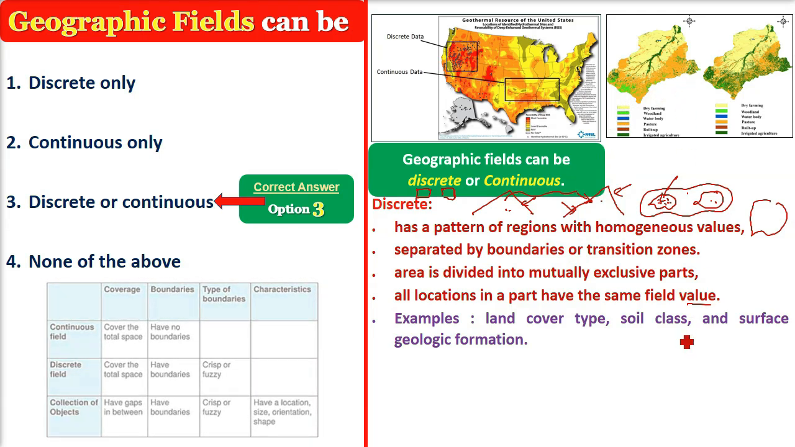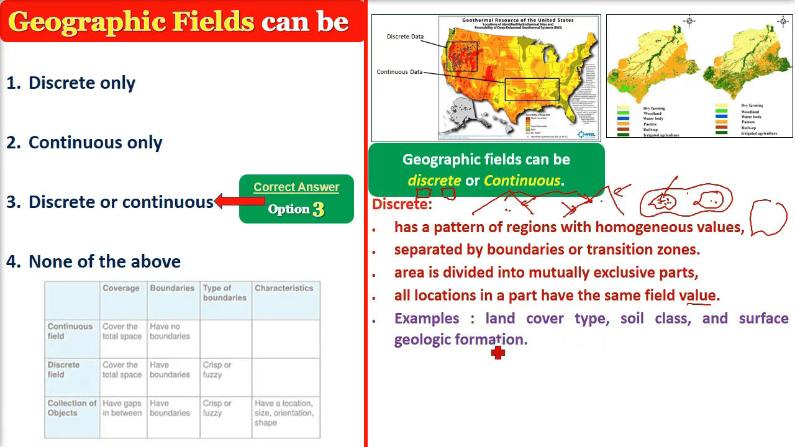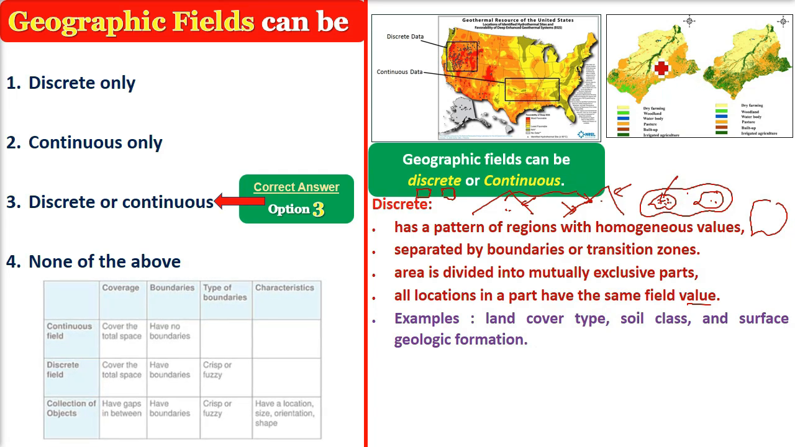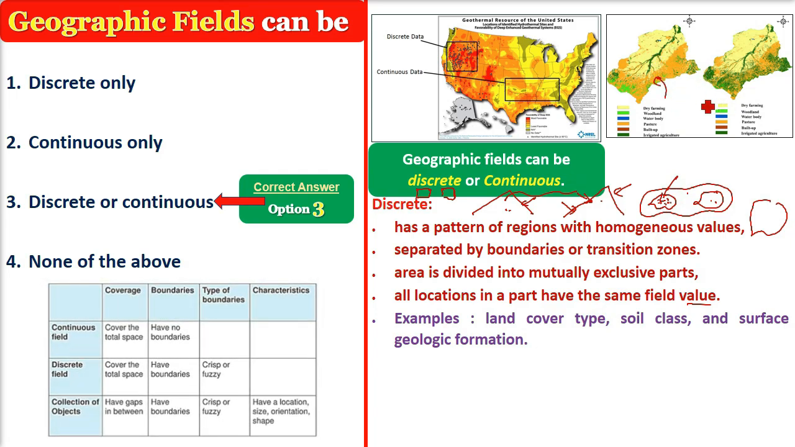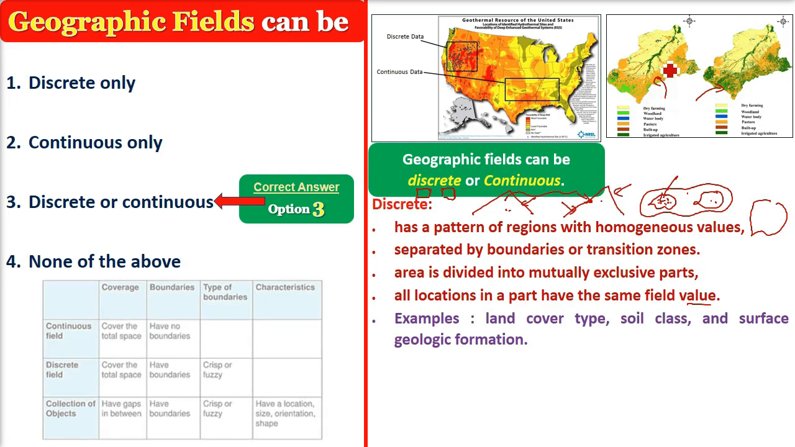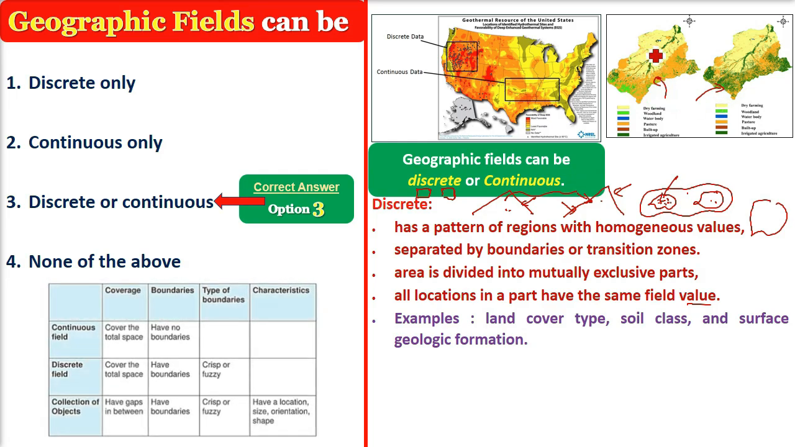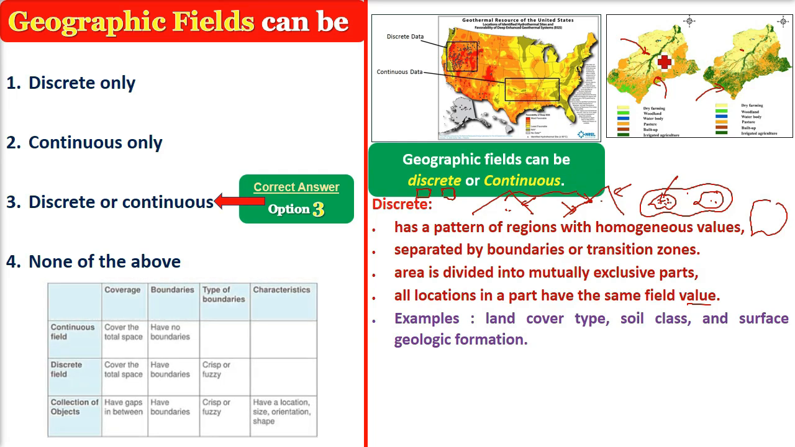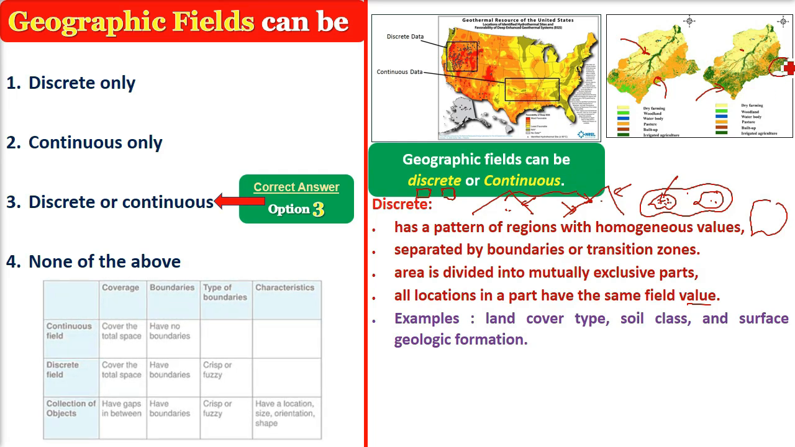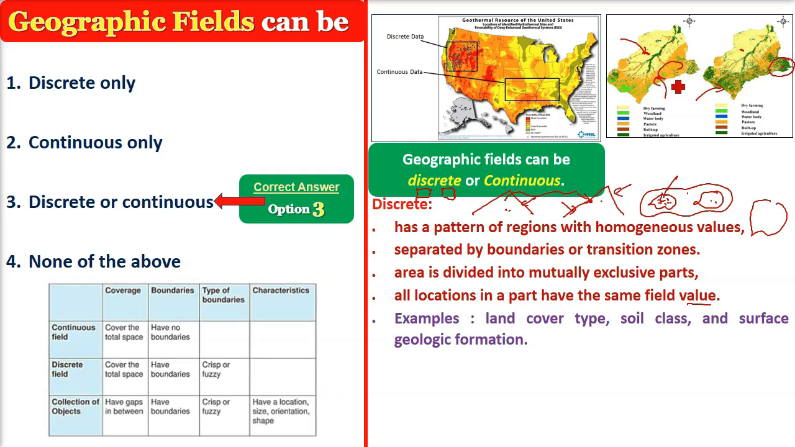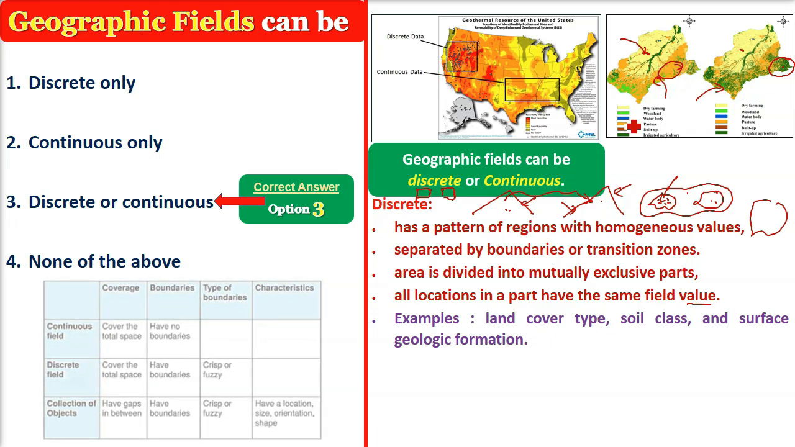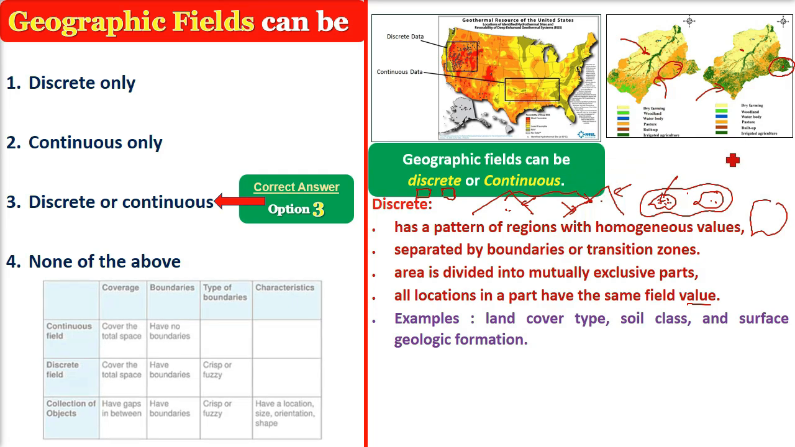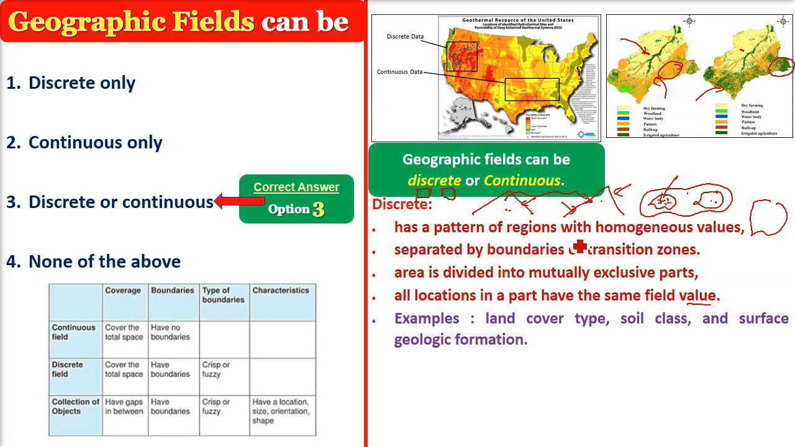For example, the land cover types, the soil class and the surface geologic formation. You see in this picture also, this is land cover type. The same area can have forest, the same area can be barren land sometimes. So this can be called discrete values, say of different years, or different climate conditions. So this is the discrete example of a naturally occurring geographic field, which gives you a value everywhere whenever you point out.